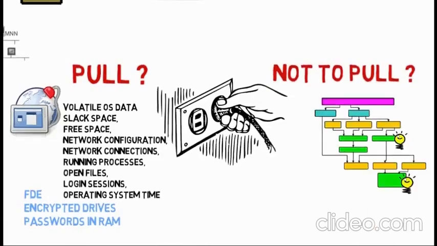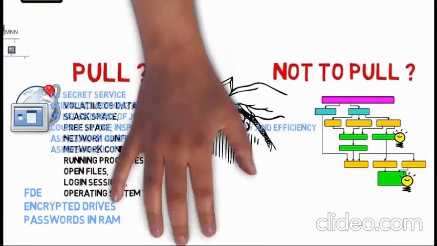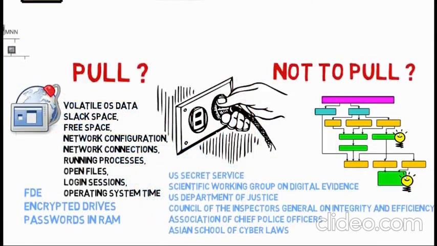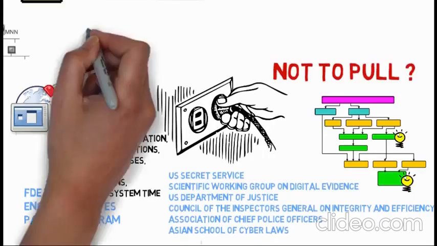There are a lot of international standards which we should ideally follow in any kind of forensic investigation. Some of them are by the US Secret Service, the Scientific Working Group on Digital Evidence, the US Department of Justice, the ACPO, and of course the Asian School of Cyber Laws. All these standards are open, freely available, and should ideally be followed in every digital investigation.